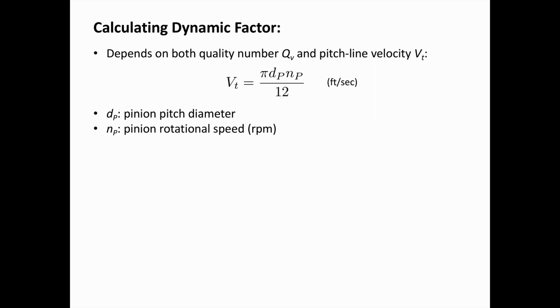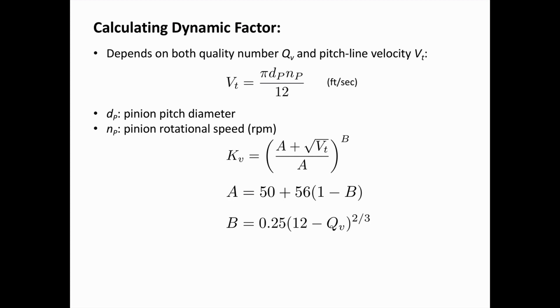So how do we calculate the dynamic factor? It depends both on the quality number and on the pitch line velocity, or the tangential translational velocity. So this is the formula for the pitch line velocity in terms of feet per second, where d sub p is the pinion pitch diameter, n sub p is the pinion rotational speed. And here we have the dynamic factor, and that depends on a few things in addition to the pitch line velocity. This quantity A, that depends on a quantity B, and B depends on the quality number.